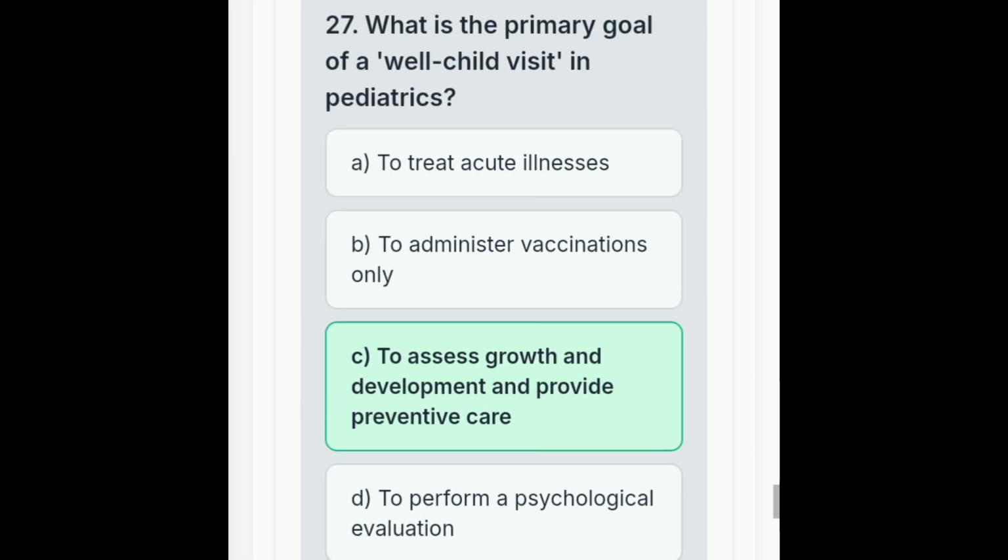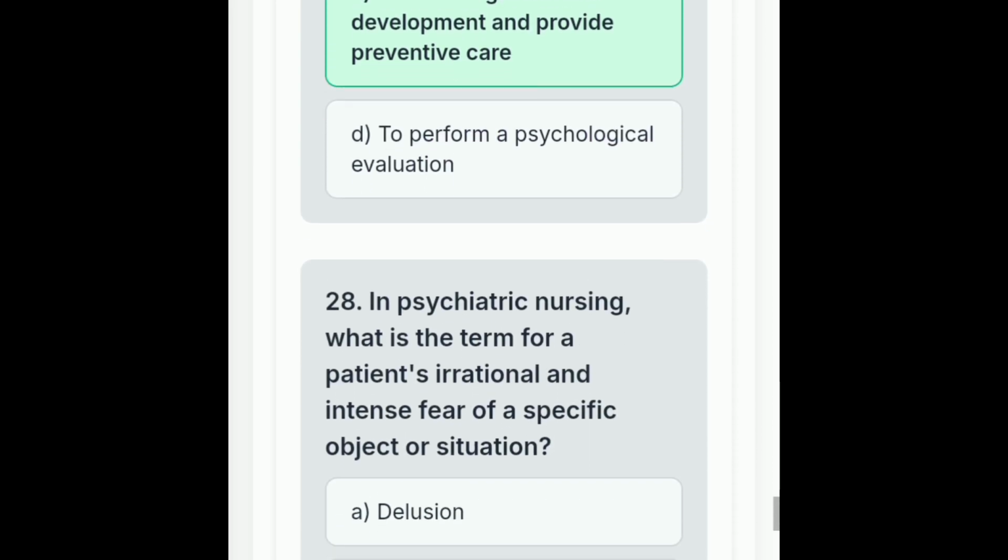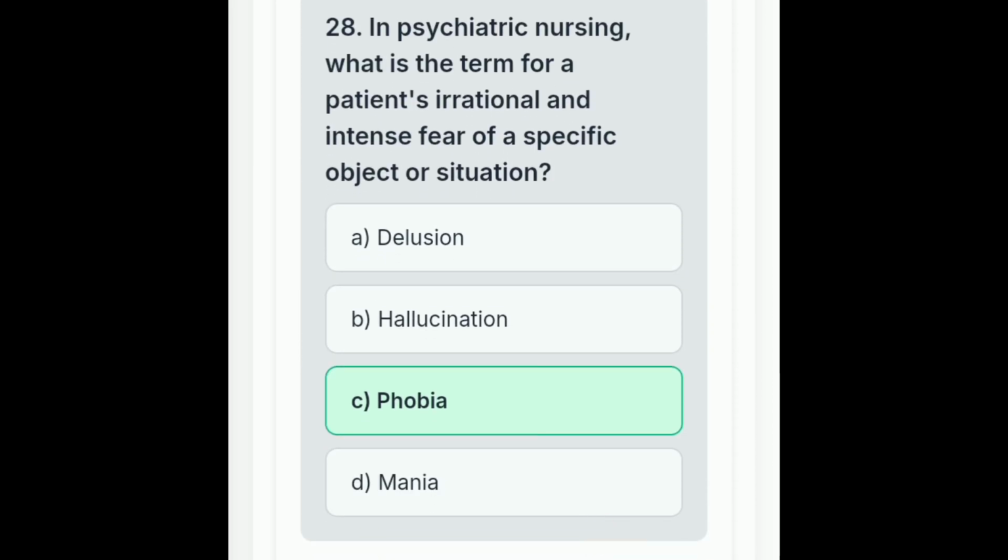What is the primary goal of a well child visit in pediatrics? Option A, to treat acute illnesses. Option B, to administer vaccines only. Option C, to assess growth and development and provide preventive care. Option D, to perform a psychological evaluation. C is the correct.